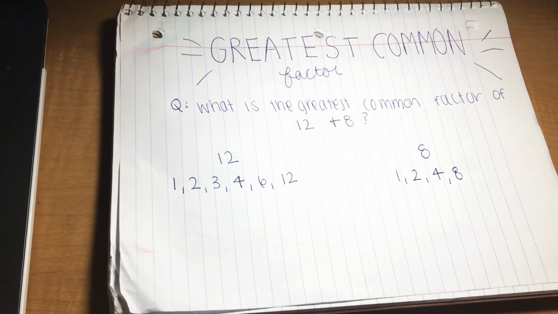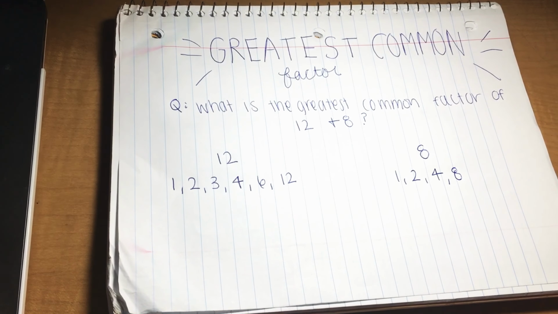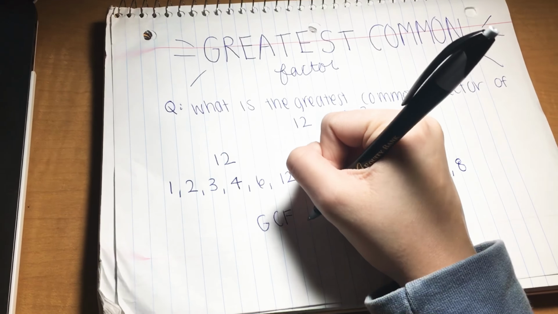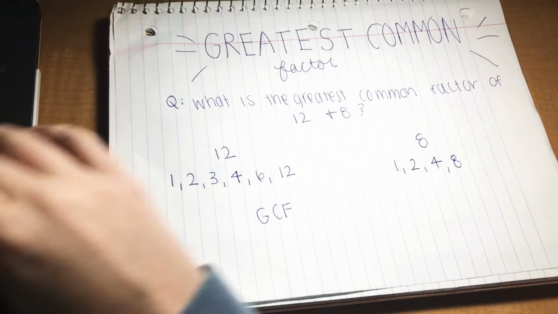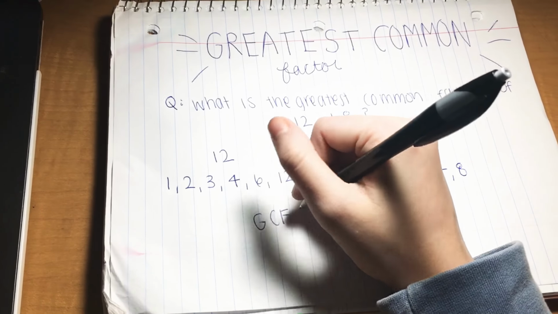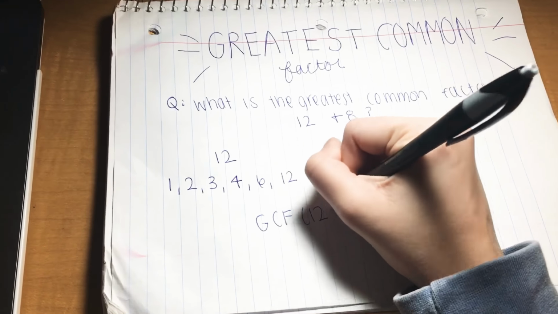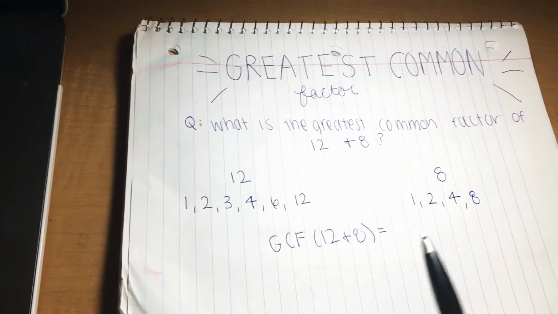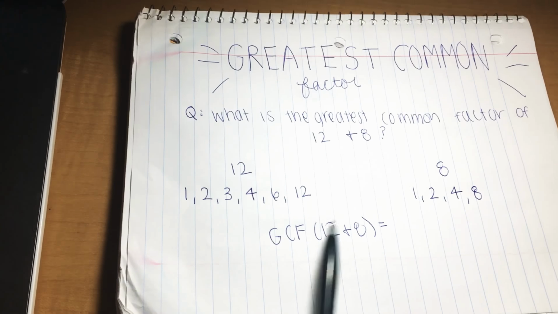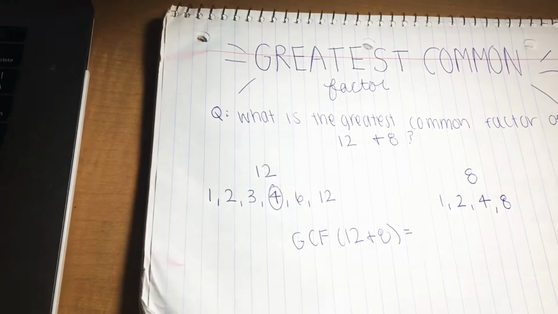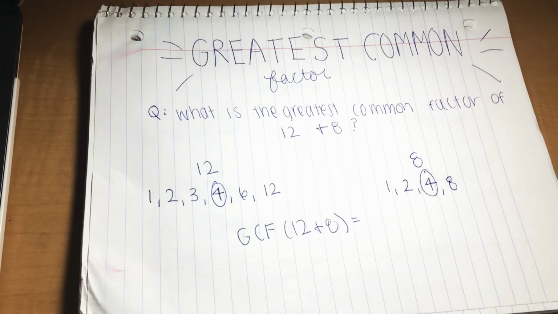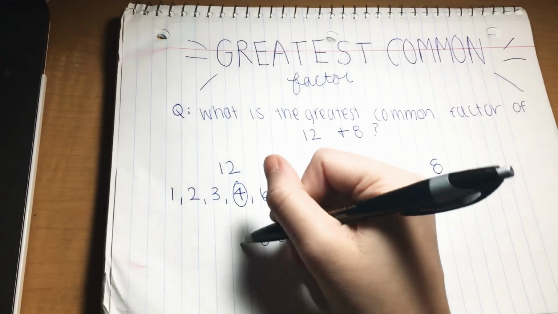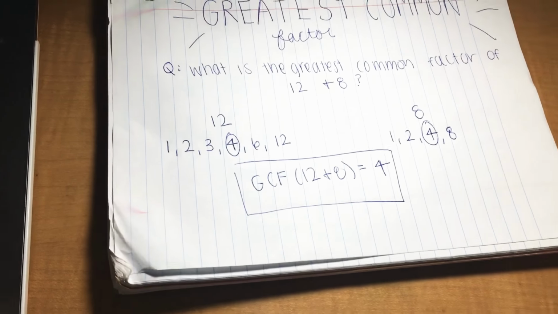Now that we have all of that, we know the greatest common factor of 12 and 8 is, so you look at both of the numbers and see what is the greatest number that they both have in common. We can see that 4 is the number that they both have in common. That is their greatest common factor. So the greatest common factor for that would be 4.